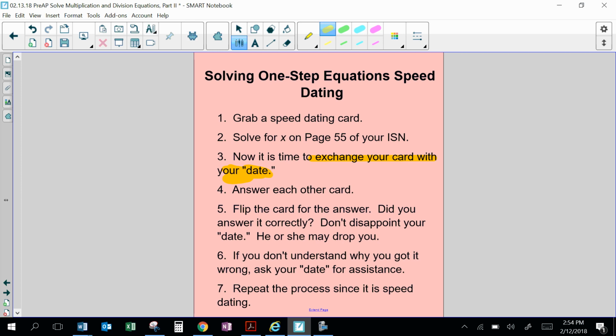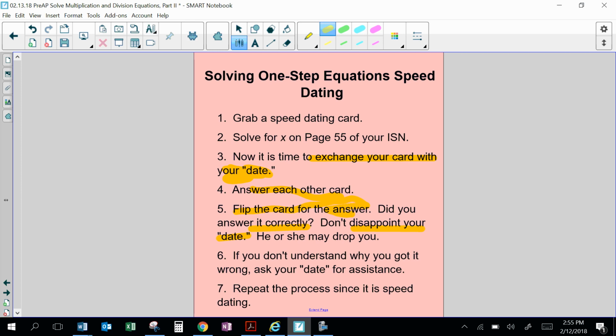So you got a card. You're going to solve that card on your whiteboard or maybe in your notebook. Then you're going to flip the card around and see if you answered it correctly. Please do not disappoint your date. It would be so embarrassing if you can't answer this math problem. You don't want to embarrass yourself. You want to shine brightly. Because you know what? If you get it wrong, he or she may drop you, and this is embarrassing.